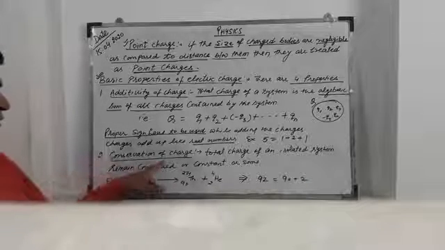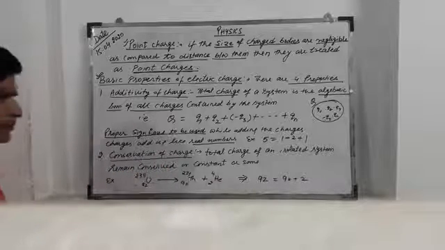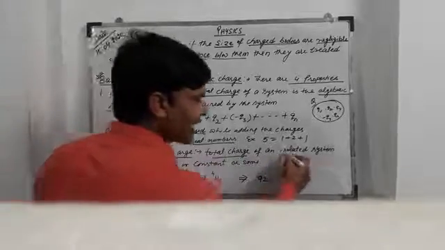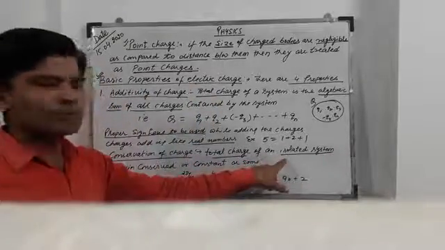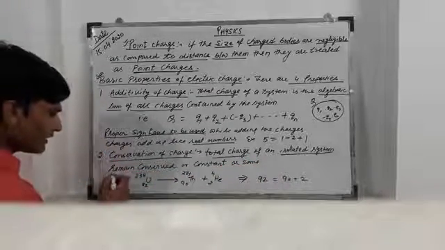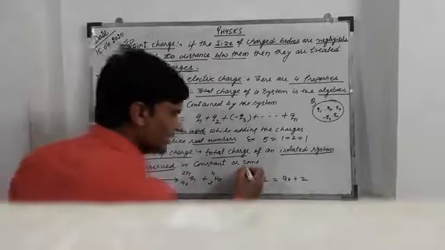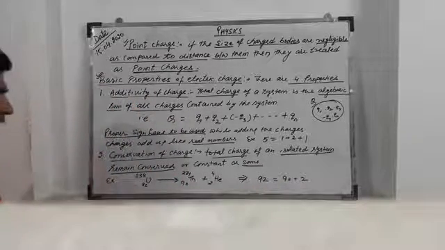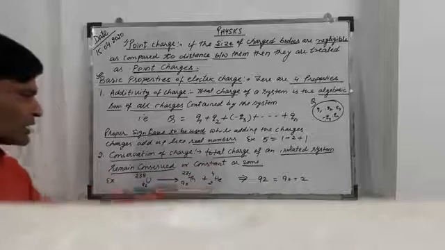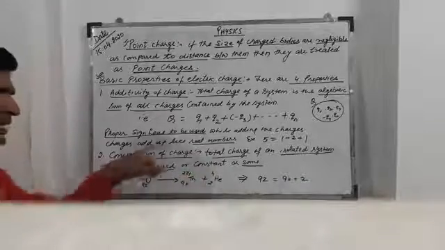Second, charge is conserved. Conservation of charge. Total charge of an isolated system, a system which is not influenced by external forces, remains conserved, remains constant, remains same. Okay? All three have the same meaning. It means total charge remains conserved, remains constant, remains same.